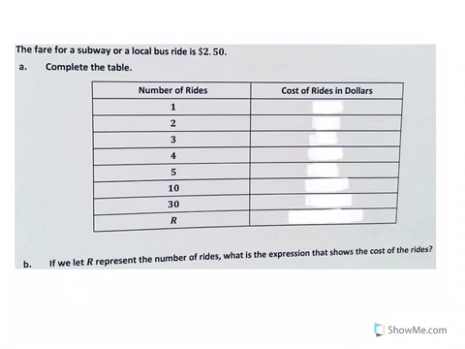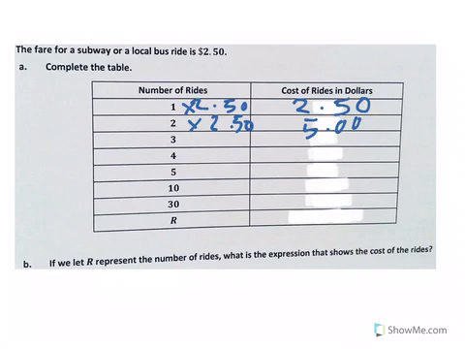All right, let's look at one more example here. The fare for a subway or local bus ride is $2.50. If you take one ride, it's going to cost you $2.50. If you take 2 rides, then that's going to be $2.50 twice. So I know I'm looking at times 250. That works for this first one also, right? 1 times 250 is 250. 2 times 250 is going to be $5.